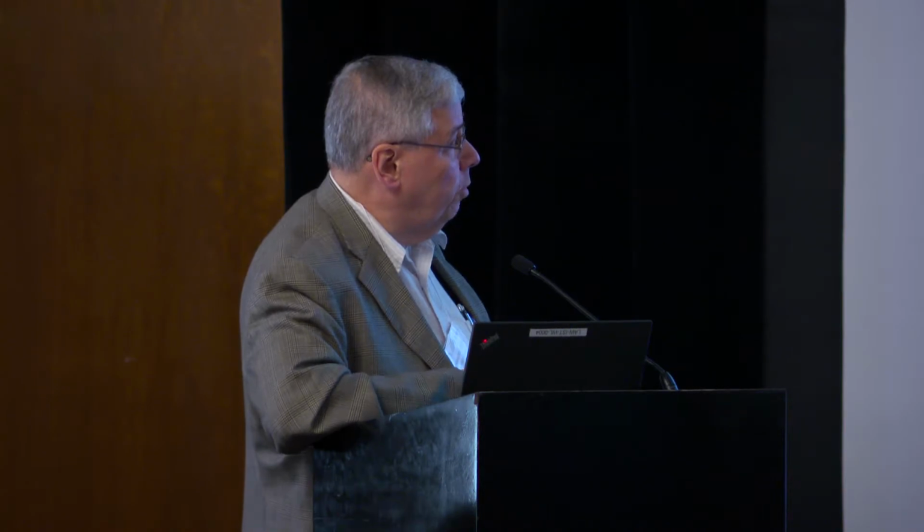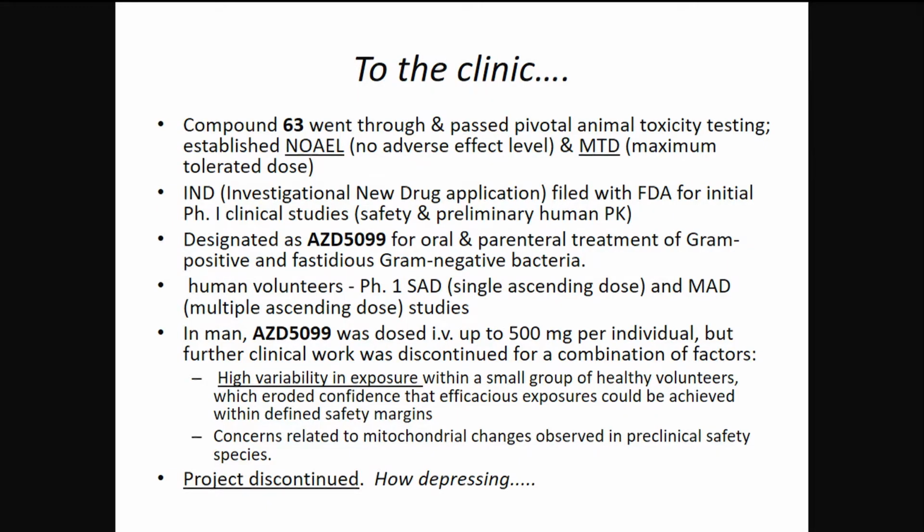It went into human volunteers, phase 1 SAD, single ascending dose, and multiple ascending doses. It was dosed IV up to 500 mg per individual, but further clinical work was discontinued for a combination of factors. We saw a very high variability in exposure. In other words, X dose gave us a very high variability in terms of exposure, and you're always worried about high variability in exposure because that can cause a lot of issues with either not getting enough material in there to treat, or some potential tox issues. And there were some concerns related to some mitochondrial changes that we were seeing in preclinical safety species.